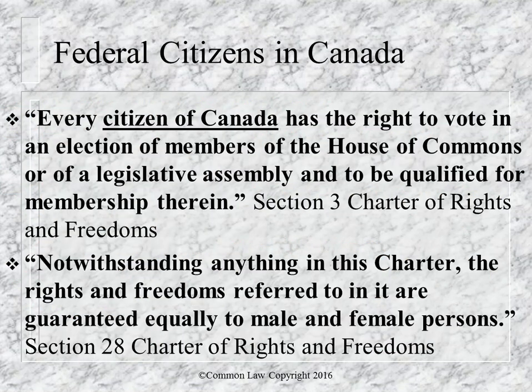Every citizen of Canada has a right to vote in all elections and an election of members of the House of Commons and Legislative Assembly, and to be qualified for membership. Notwithstanding anything in this charter, the rights and freedoms referred to are guaranteed equally to male and female persons. Gee, that sounds like Roman cult.